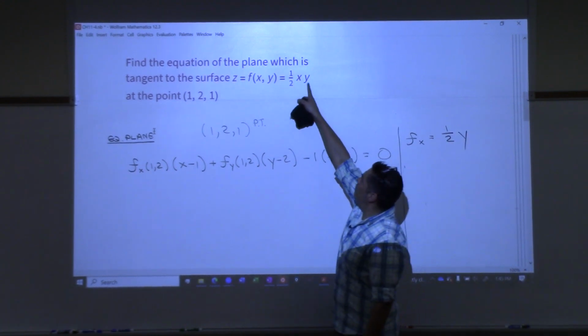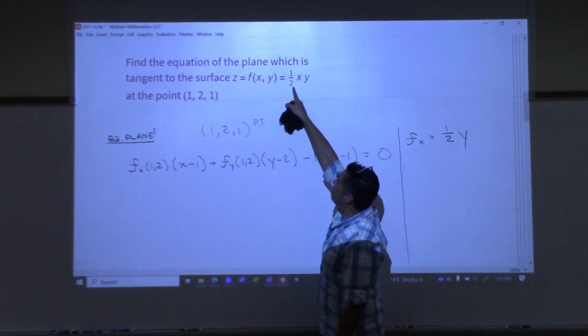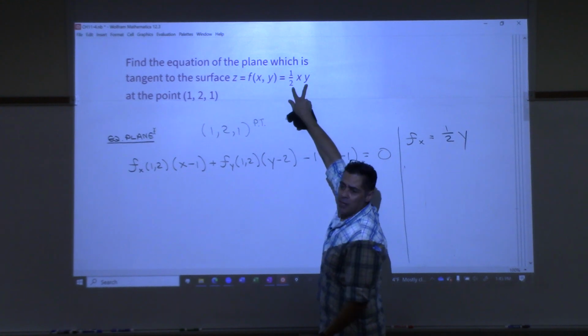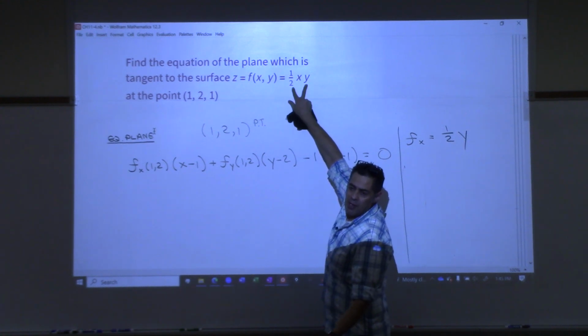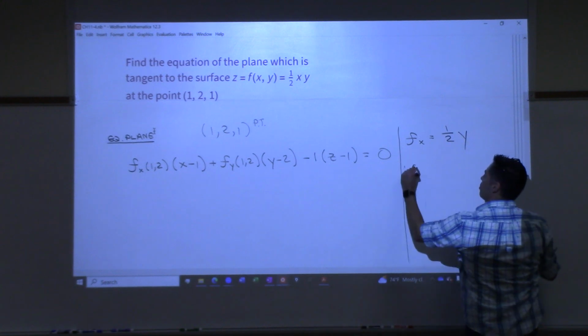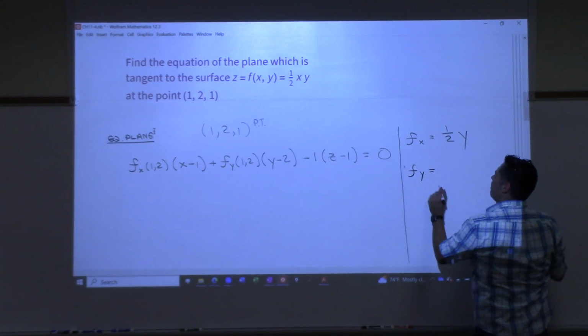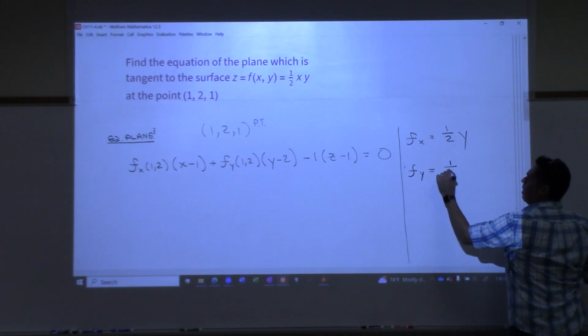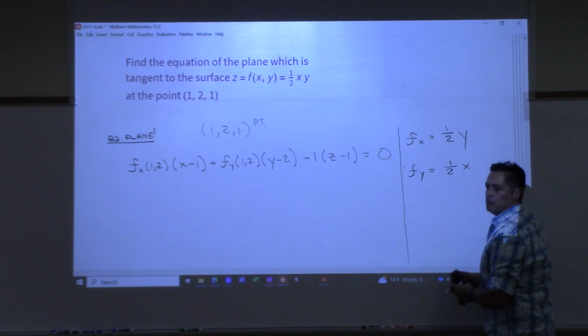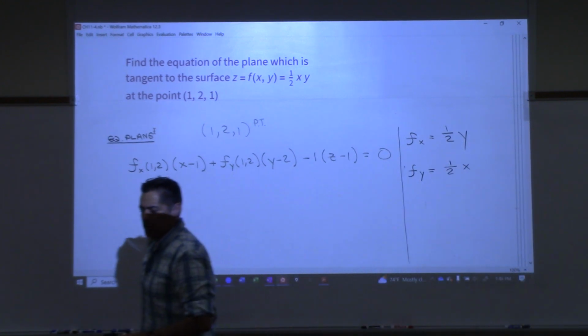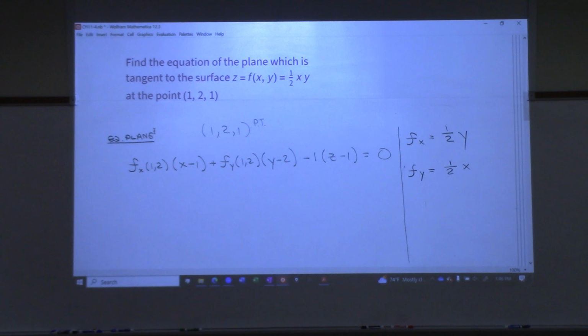Just treat y like a constant. The half is a constant, so those two are constants. Derivative of x is 1. So you just get 1/2 y. Partial of f with respect to y is the opposite, right? It's 1/2 x. You're treating x like a constant and treating y like your variable. We good?